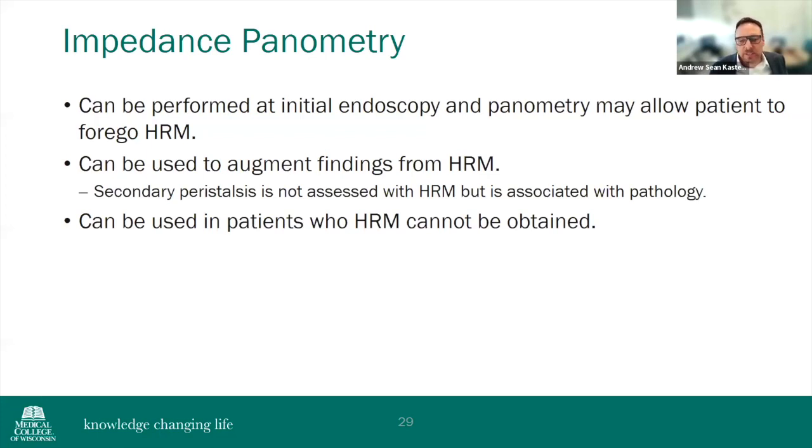The other spot for this is it can augment findings from high resolution manometry. So secondary peristalsis is not really assessed in high resolution, but is associated with different types of pathology. And high resolution still has some gaps where it's just not clear what the diagnosis is, and you need some extra information, and that's where panometry can help you.